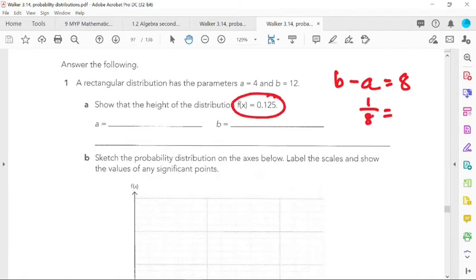And all I have to do is show that 1 over 8 is the same as 0.125 by plugging it in my calculator. Plug in your calculator, what do you get?